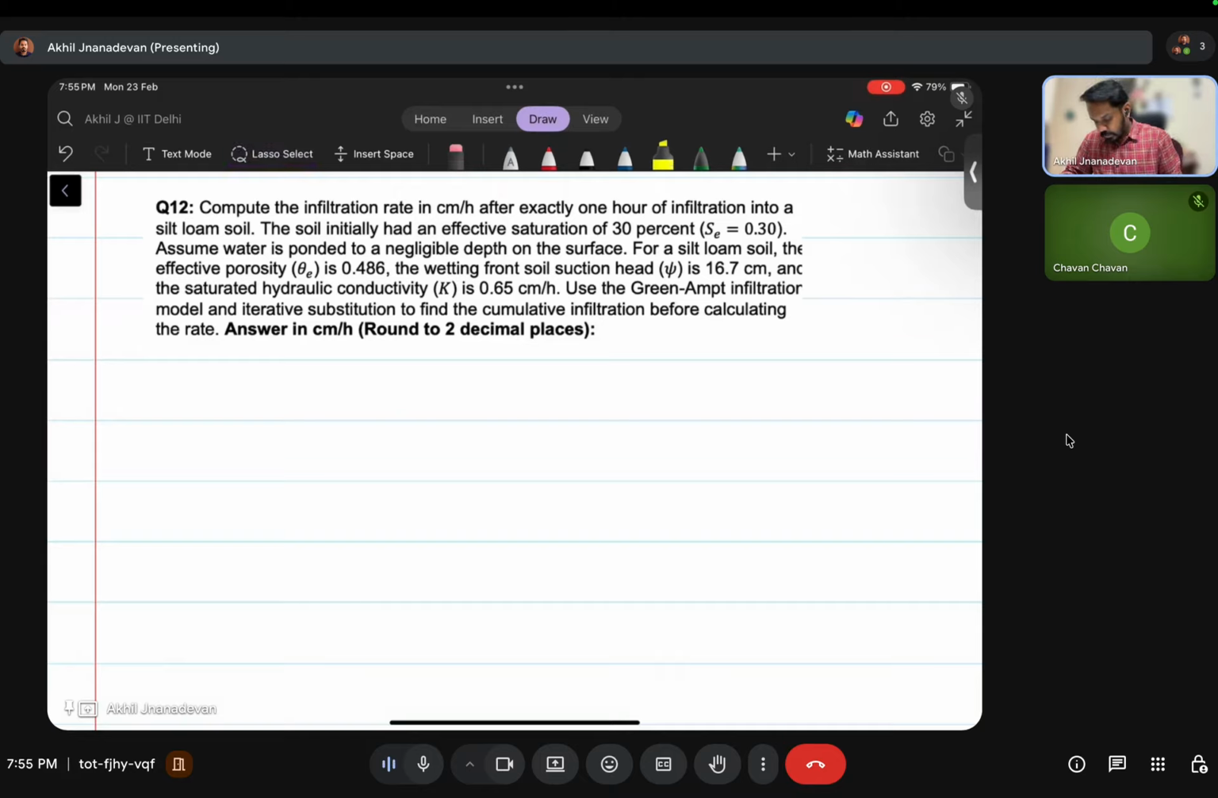Okay, so compute the infiltration rate in centimeter per hour. Okay, rate, you have to find small f(t), exactly 1 hour after the start of infiltration into a silt loam soil. This type of soil is given, that is silt loam soil. The soil initially had an effective saturation. So effective saturation is 30%.